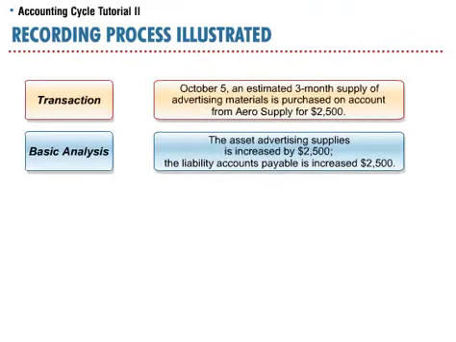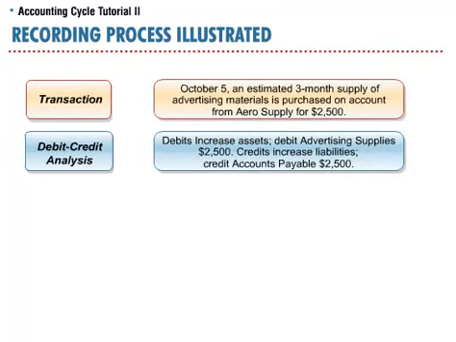On October 5th, an estimated 3-month supply of advertising materials is purchased on account from Arrow Supply for $2,500. The asset advertising supplies is increased by $2,500. The liability accounts payable is increased $2,500.